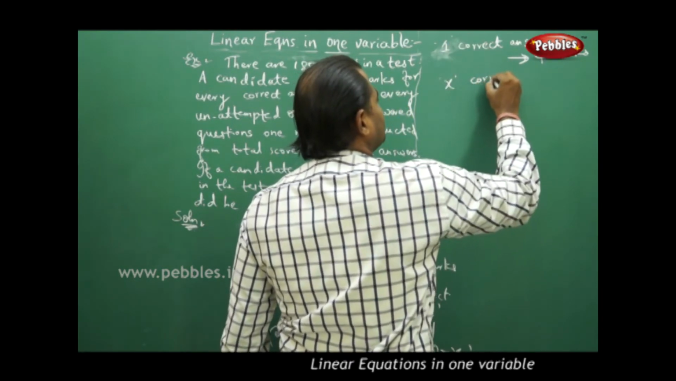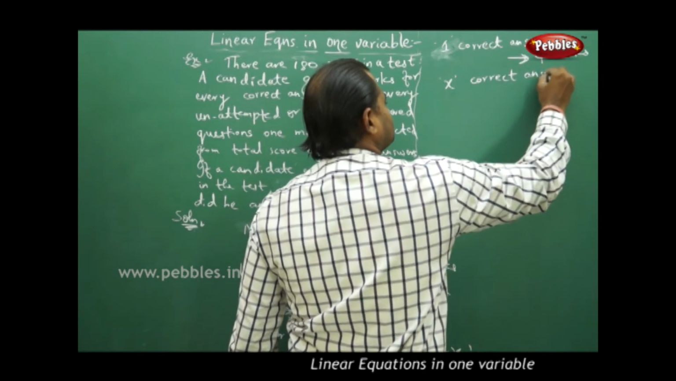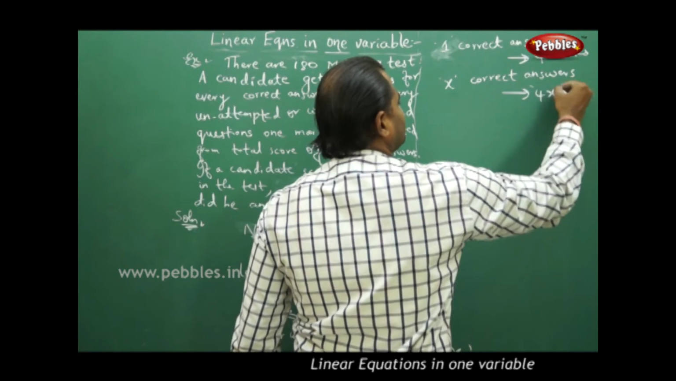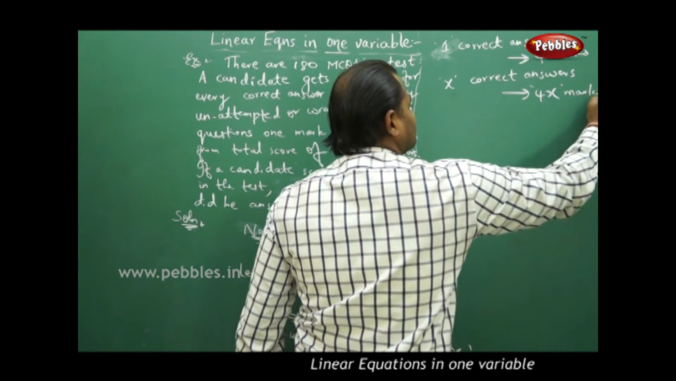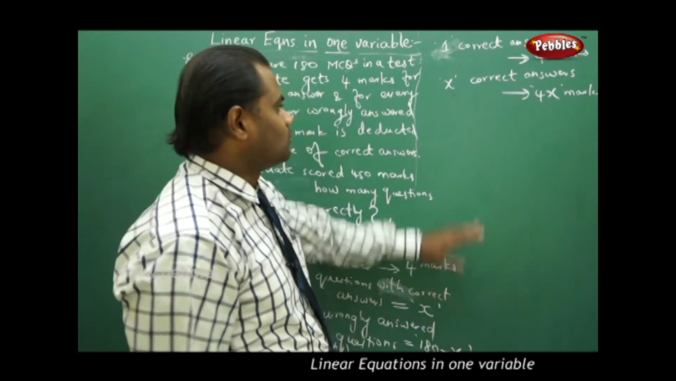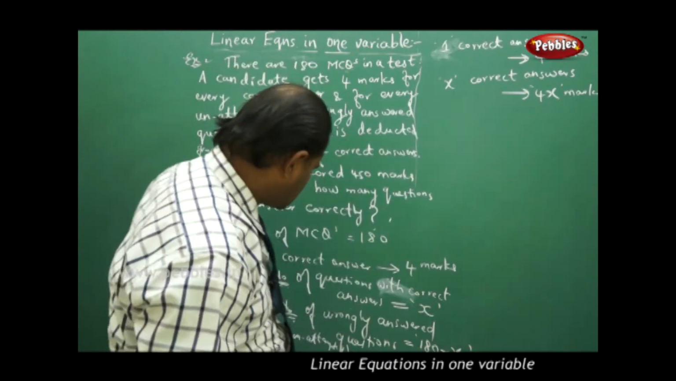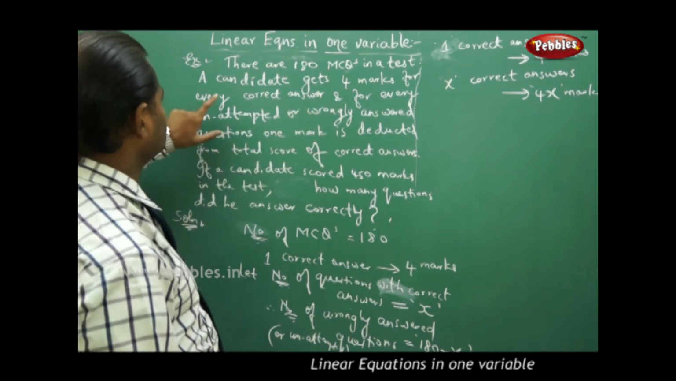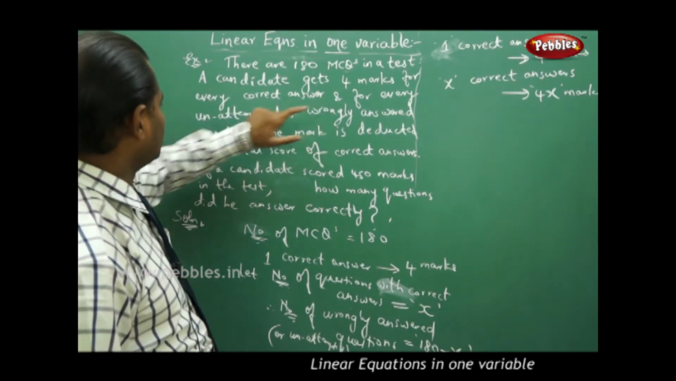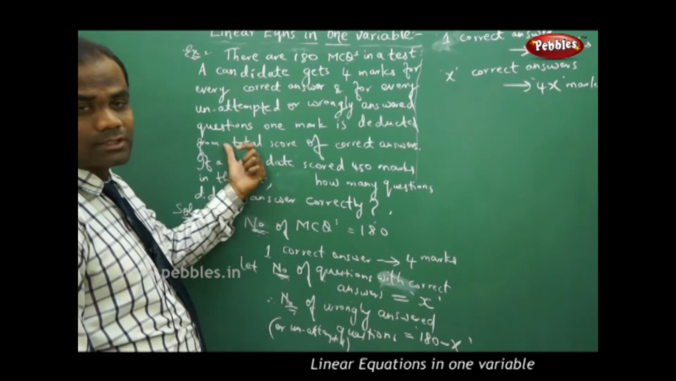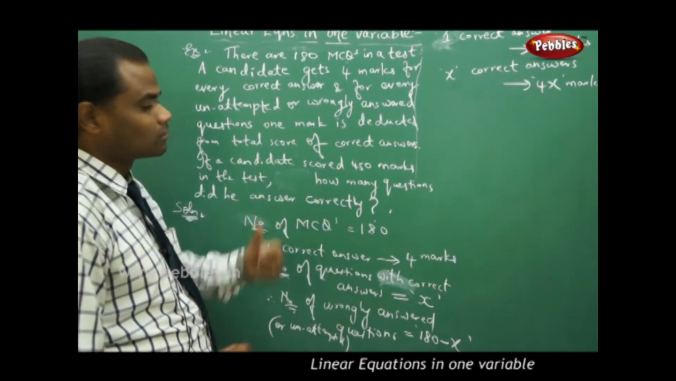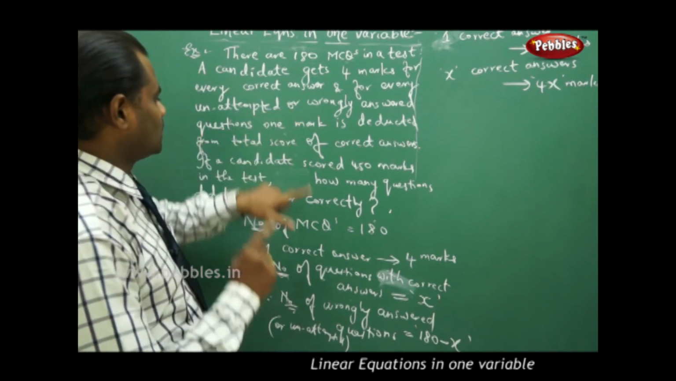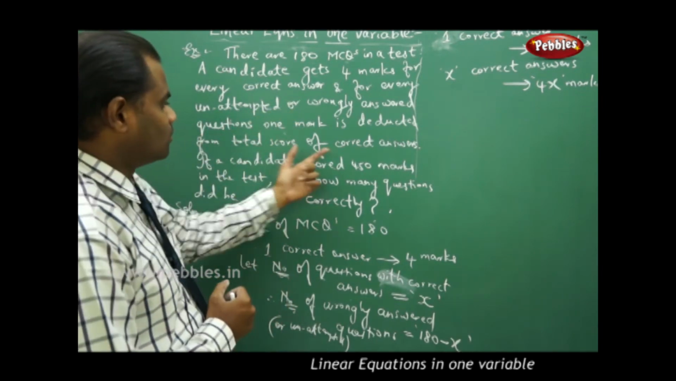So x correct answers would be 4x marks, 4 times of x. Now using this, I would like to use the condition where it says that for every unattempted or wrongly answered question, 1 mark is deducted from total score. Now this is very important. So for every unattempted answer, 1 mark is deducted from the total score of correct answers.